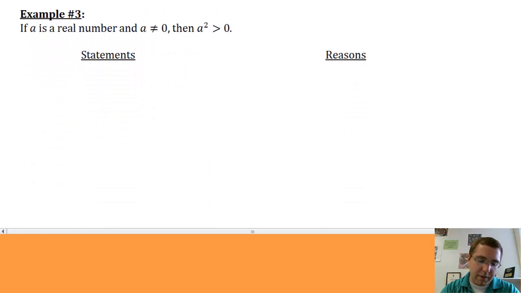One last example, example number 3. If a is a real number and a is not 0, then a squared is greater than 0. If I take any number, positive or negative, but not 0, and I square it, I get a positive number, is what this is saying. Again, something we've generally understood to be true, but let's see why it's true. So we'll start with a real number a. A is a real number.